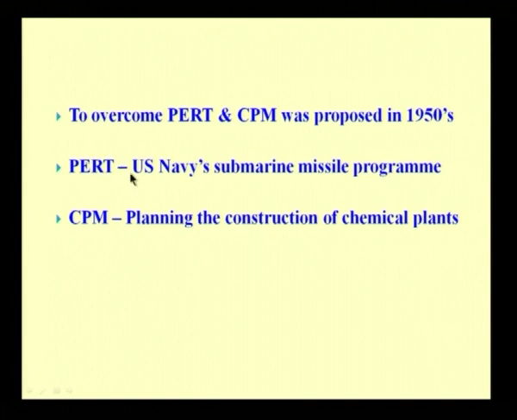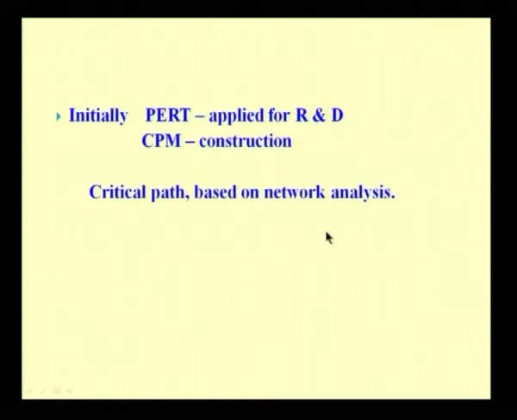PERT was initially used with the US Navy's submarine missile program, and CPM was used for planning the construction of chemical plants. Later on, after it was found successful, PERT techniques were applied to research and development works, whereas CPM has been used for civil construction activities. And out of these two, we will be able to identify critical paths, which are the foundation for drawing the network analysis diagram.